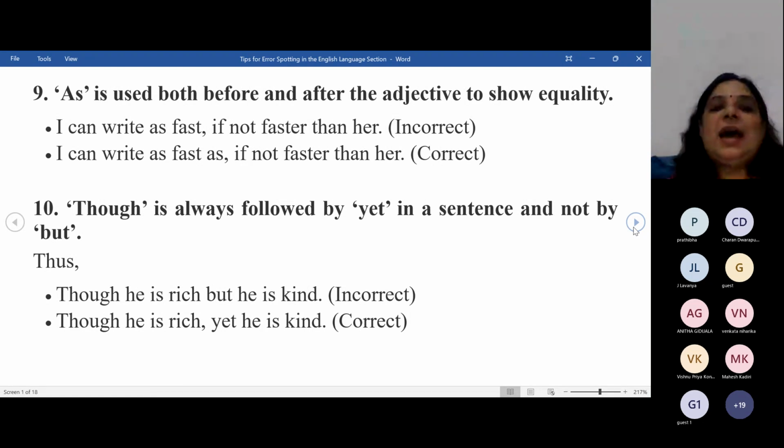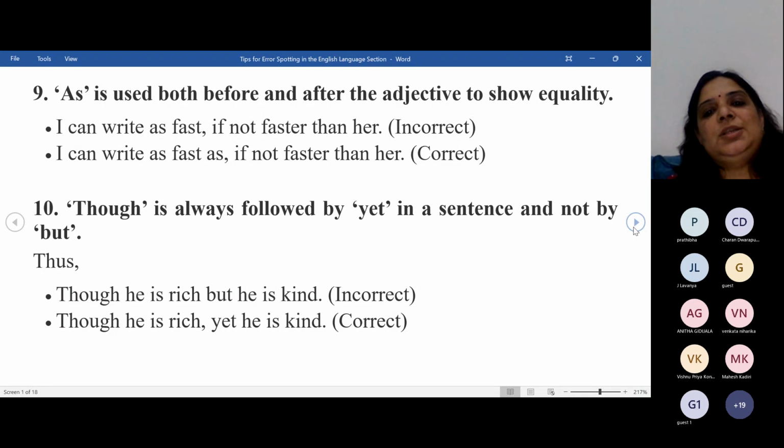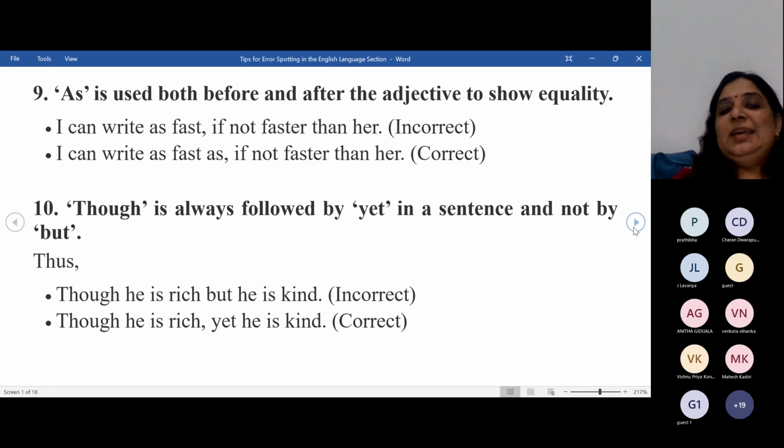See, I can write "as fast as," that's what I told you, the positive degree of adjectives. I can write as fast as, if not faster than her, is the correct version. Okay. "Though" is always followed by "yet" in a sentence and not by "but." These are a little tricky. If you remember, your things will be better. "Though he's a rich kid, but he is kind" is not correct. "Though he's rich, yet he is kind."